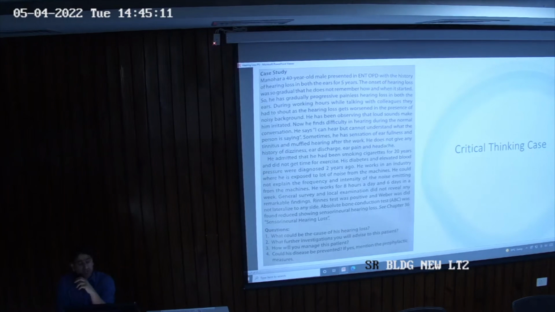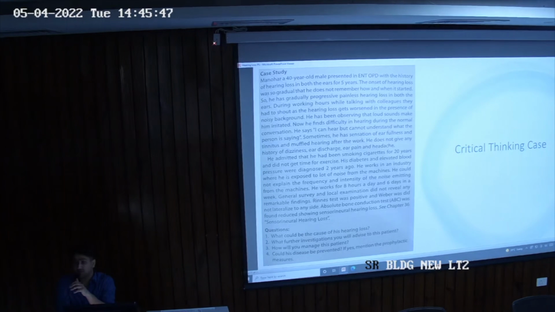He admitted that he had been smoking cigarettes for 20 years and did not get time for exercise. His diabetes and elevated blood pressure were diagnosed 2 years ago. So these are all add-on factors to the complaint he is having. Uncontrolled diabetes and uncontrolled blood sugar, blood pressure, along with the smoking part. He works in an industry where he is exposed to lot of noises from the machines.